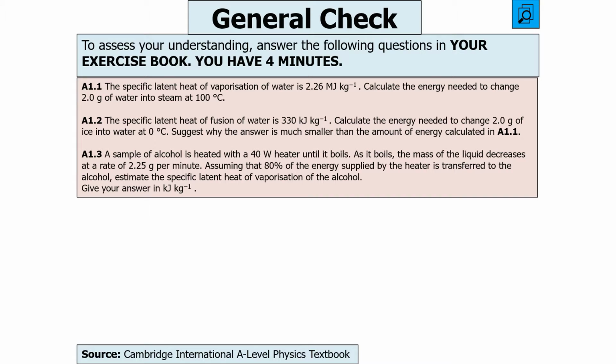Assuming that 80% of the energy supplied by the heater is transferred to the alcohol, estimate the specific latent heat of vaporization of the alcohol, giving your answer in kilojoules per kilogram. So pause the video now, then unpause the video when you want to go through your answer.